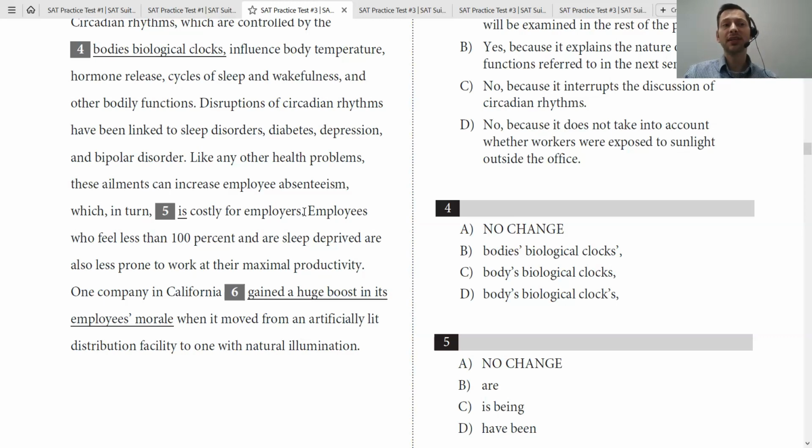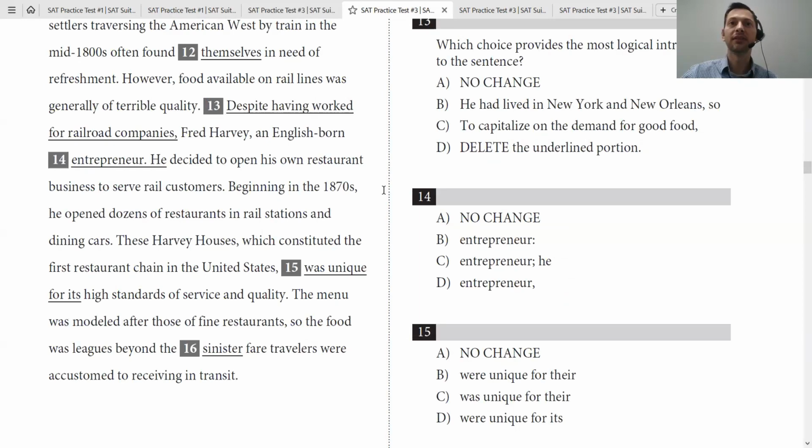A lot of students would say, okay, they're talking about the ailments, but they're not talking about ailments. The ailments cause employee absenteeism, which is costly for employers. So what's costly for employers? The employee absenteeism is costly for employers. So always ask yourself, what is it talking about? Who's the subject? All right, let's look at another example from SAT 3.